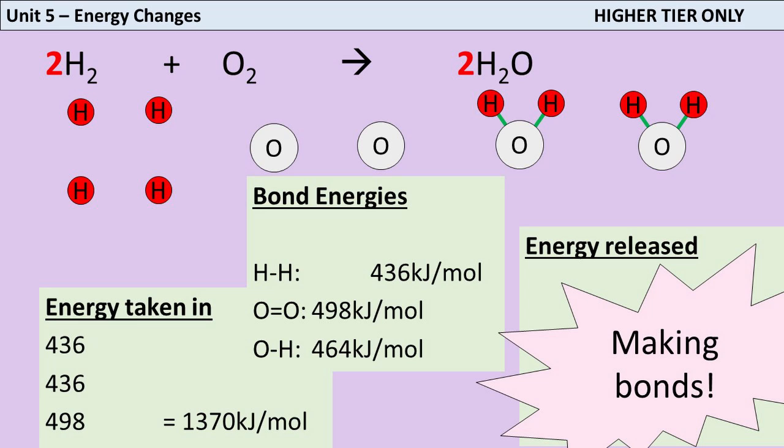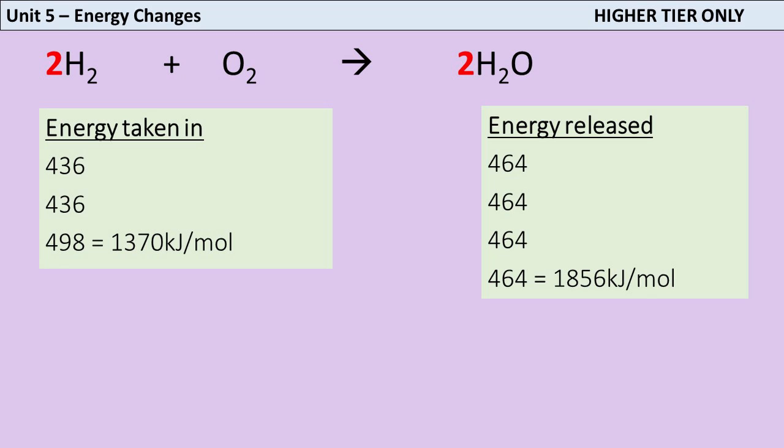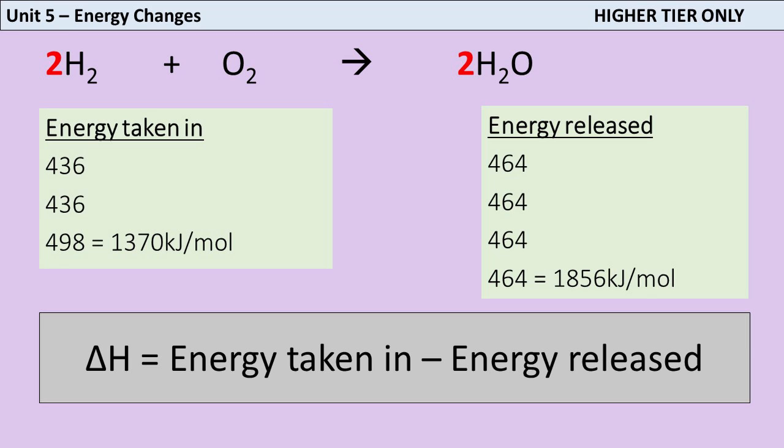My next step is going to be to make some bonds. So again, I look at the bond energies that they've given me in the question, and I can see that an oxygen-hydrogen bond has a value of 464. So you can write down 4 times 464, or you can just write down the value of each bond as you colour it green. And if I add those up, I find out that the energy being released is going to be 1,856 kilojoules.